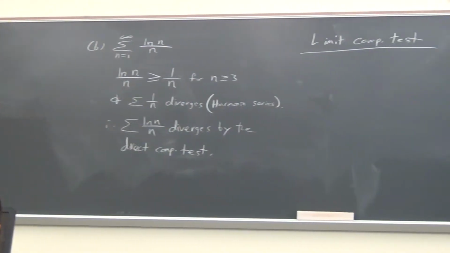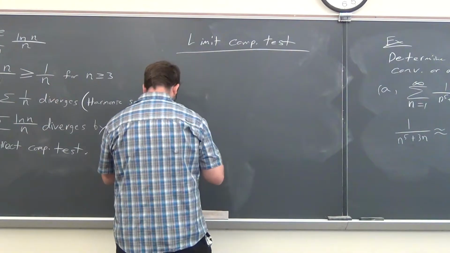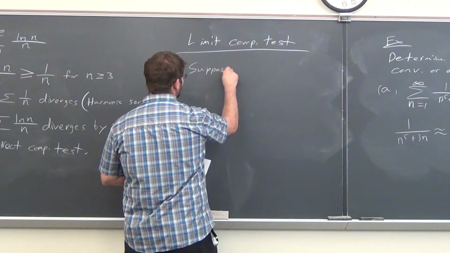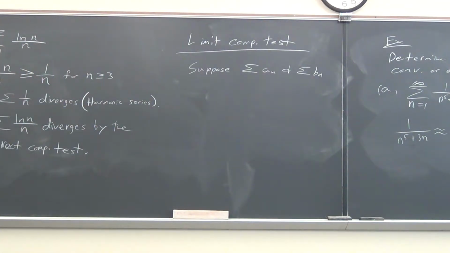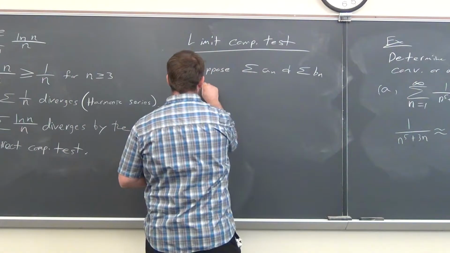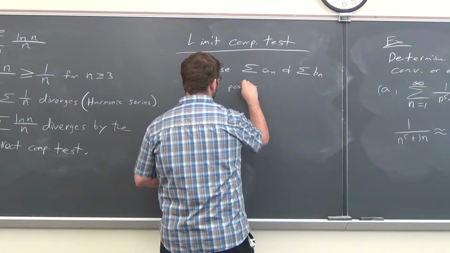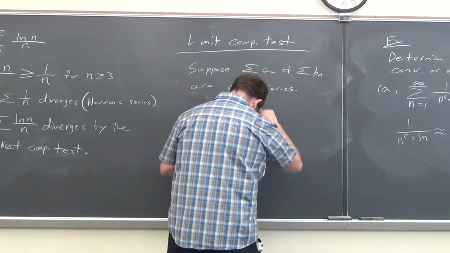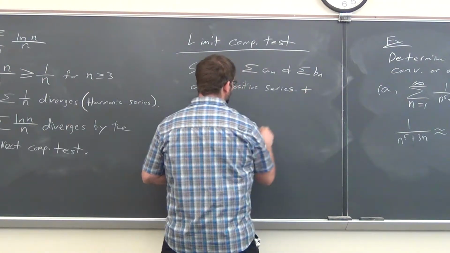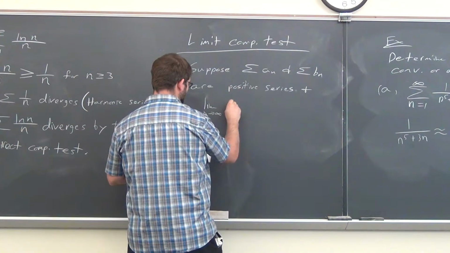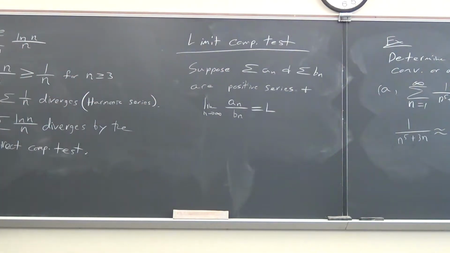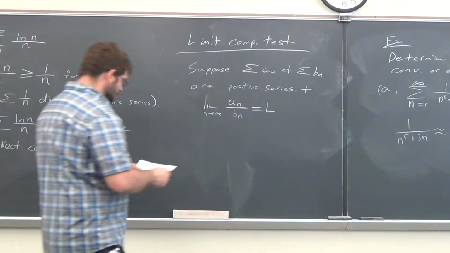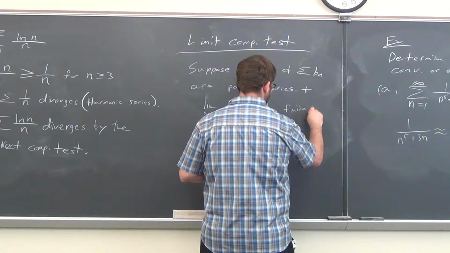All right, limit comparison test. Let me state the test and then we'll give a brief explanation of why that makes sense. So again, same setup as before. Suppose that you got two series, a sub n's and b sub n's, and they're both positive series. And the limit as n goes to infinity, and I'll show you why we want to look at this limit, the limit as n goes to infinity of a sub n over b sub n equals L, which is finite and non-zero.